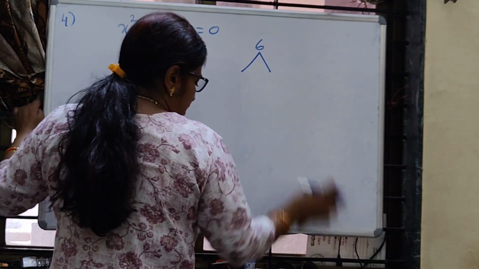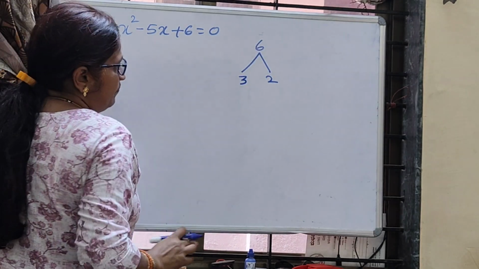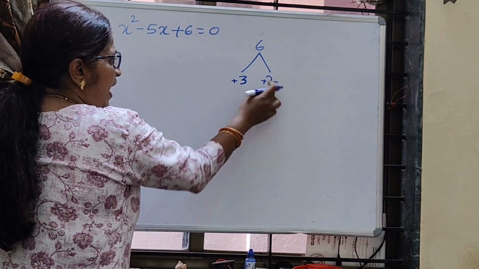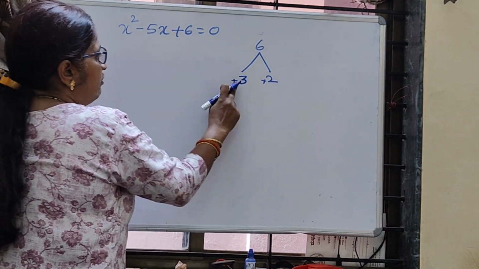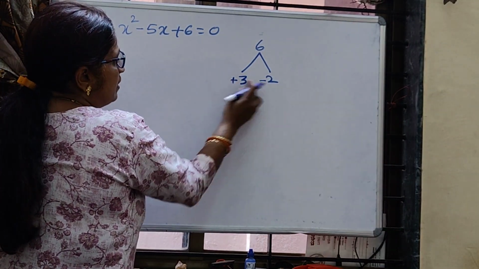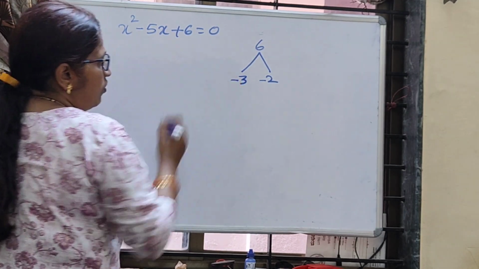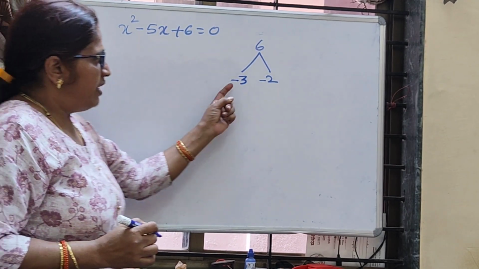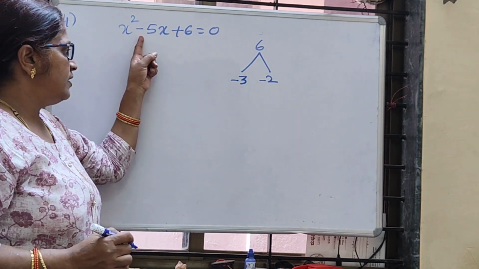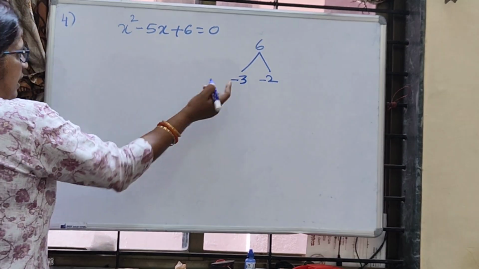Now we will check with the other factors, that is 3 and 2. 3 twos are 6. Here we want plus 6, so I may take plus, but when you add it will be plus 5, so it will be wrong. If you take one plus and one minus, plus into minus again gives minus. So what you have to do here is take both minus. Minus into minus, you add 3 plus 2, 5. The greater number's sign is minus. Minus into minus is plus, 3 twos are 6. So these are the two factors.